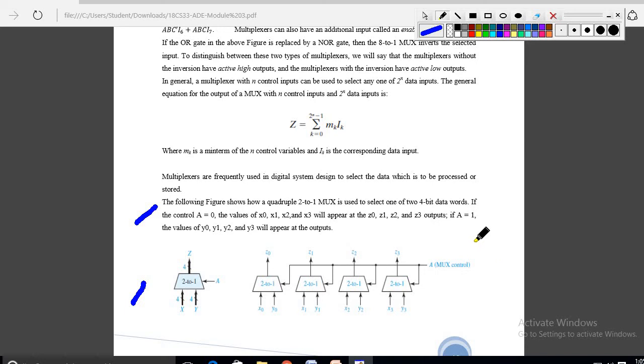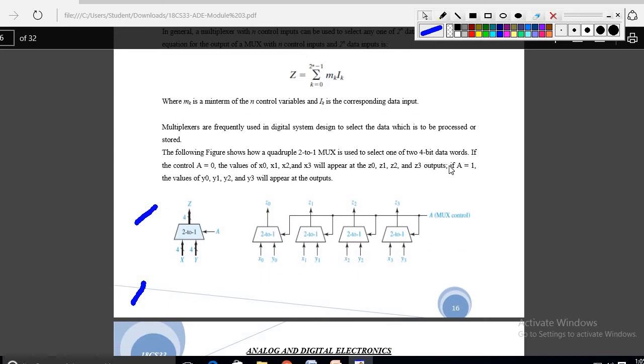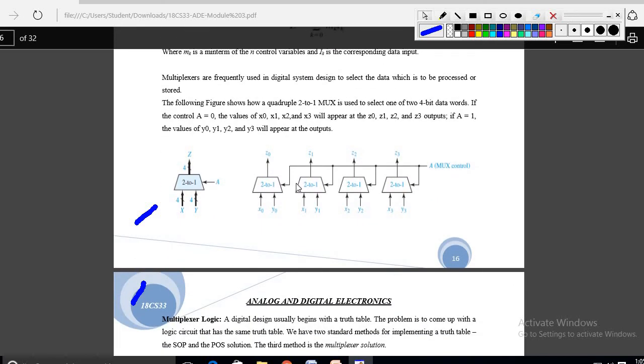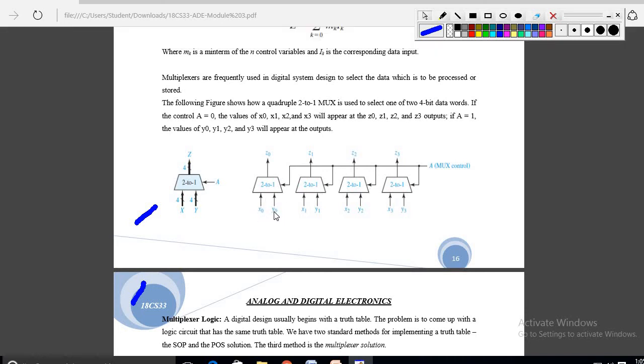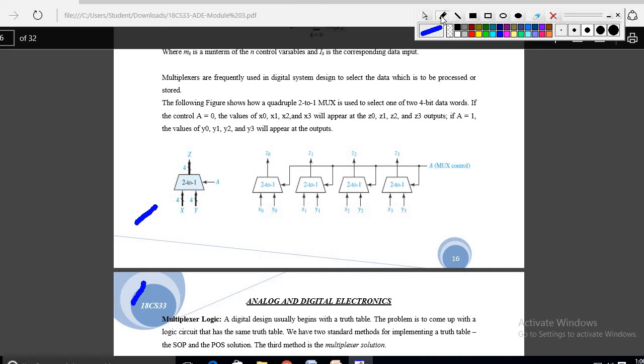Now it is clear why I am using this quadruple 2:1 mux. If I were using a single 2:1 mux, it would have two inputs x0, y0, control input A, and output z. If the control input is 0, then x0, x1, x2, x3 will appear at z0, z1, z2, z3. If I change the control input A to 1, the y values will appear at the output side. That is the only difference.